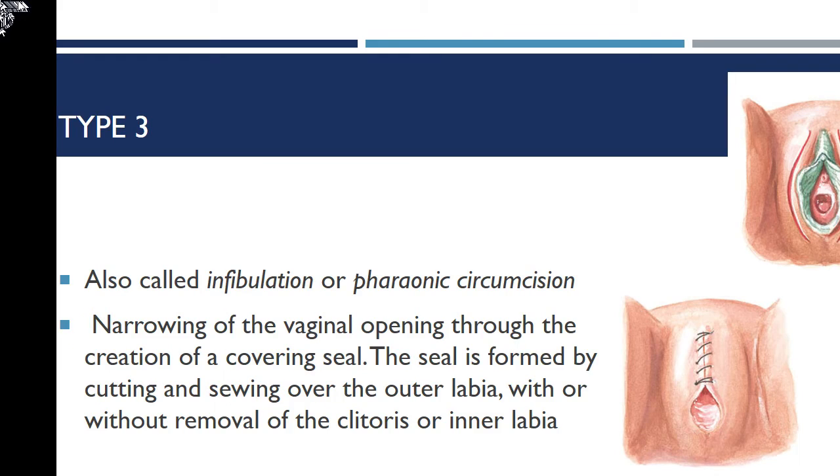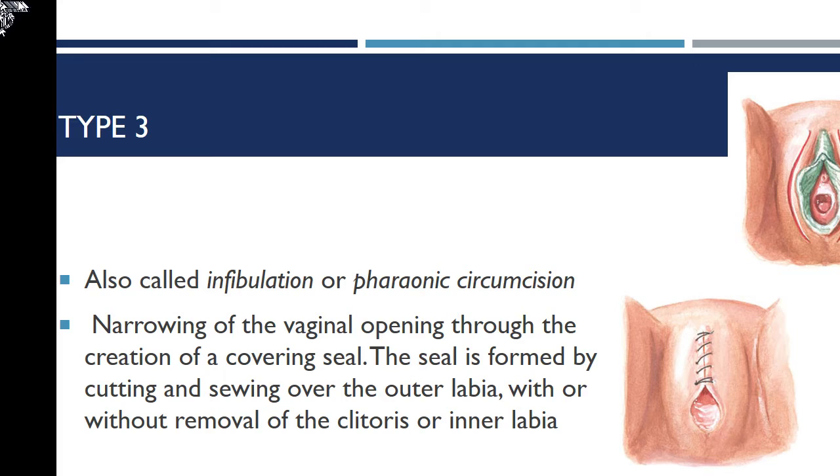So the third type of female genital cutting is called infibulation or pharaonic circumcision, and by far is the most severe type of female genital cutting, in my opinion at least. Infibulation is the narrowing of the vaginal opening through the creation of a covering seal. The seal is formed by cutting and sewing over the outer labia. This can happen with or without the removal of the clitoris or inner labia.